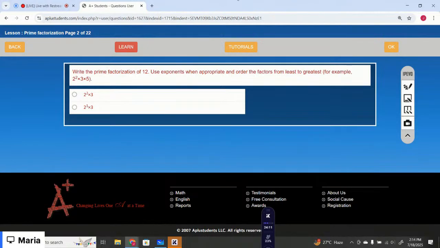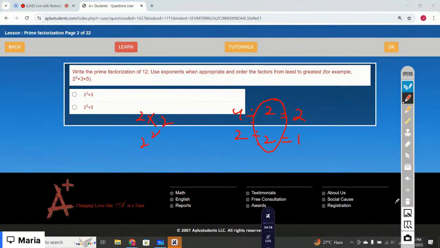Write the prime factorization of 12. So we need to write down the prime factors of 12. So how do we write? We need to divide 12 by the smallest prime number. The smallest prime number that can divide 12 is 2. 12 divided by 2 is 6. Then 6 divided by 2 is 3. And then 3 divided by 3 is 1.